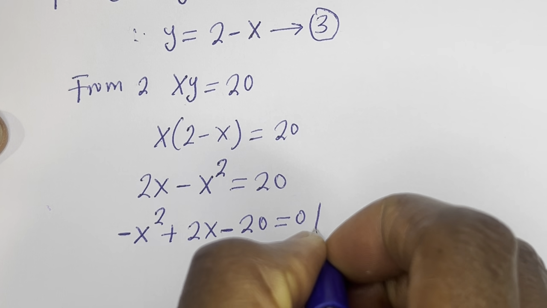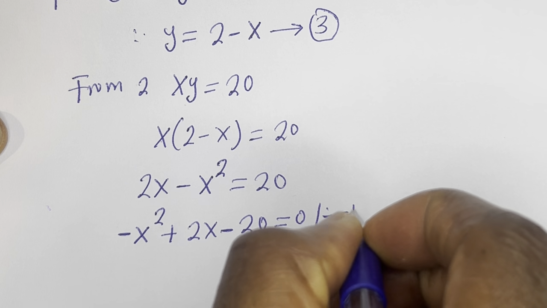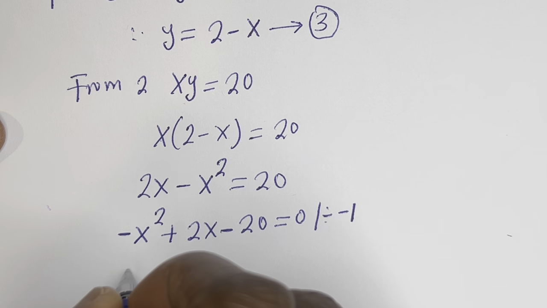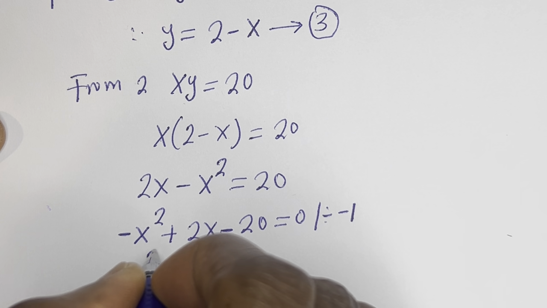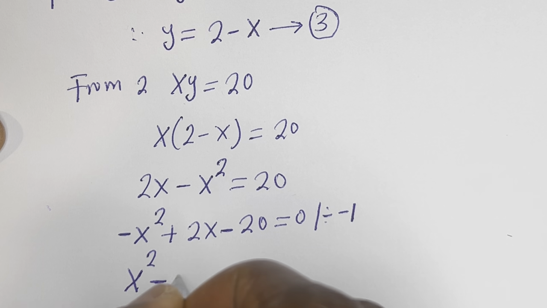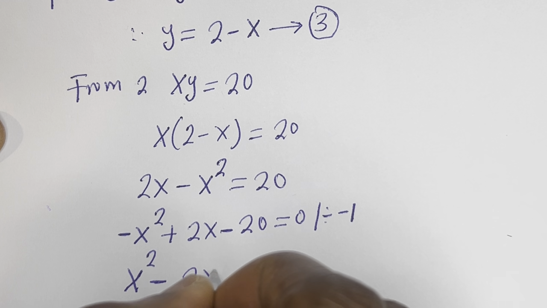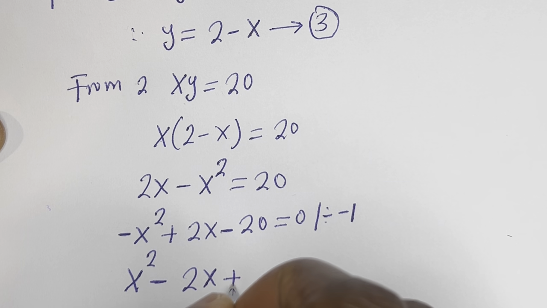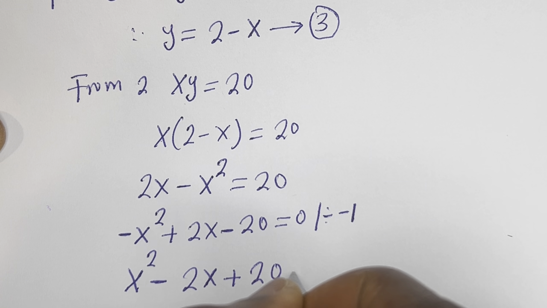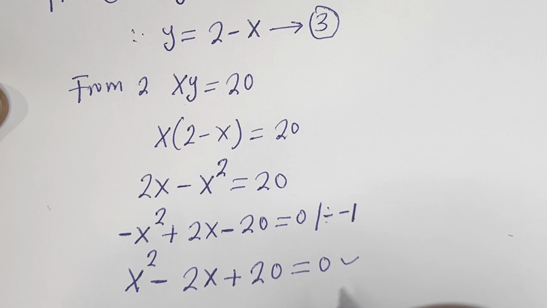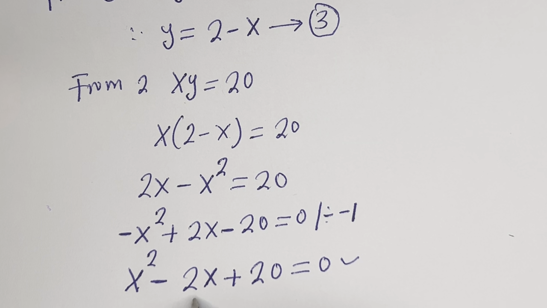Now let's divide all through by minus 1. Minus x squared divided by minus 1 is x squared. Plus 2x divided by minus 1 is minus 2x. Minus 20 divided by minus 1 is plus 20, is equal to 0. This is a quadratic equation. Let's solve this using the quadratic general formula.